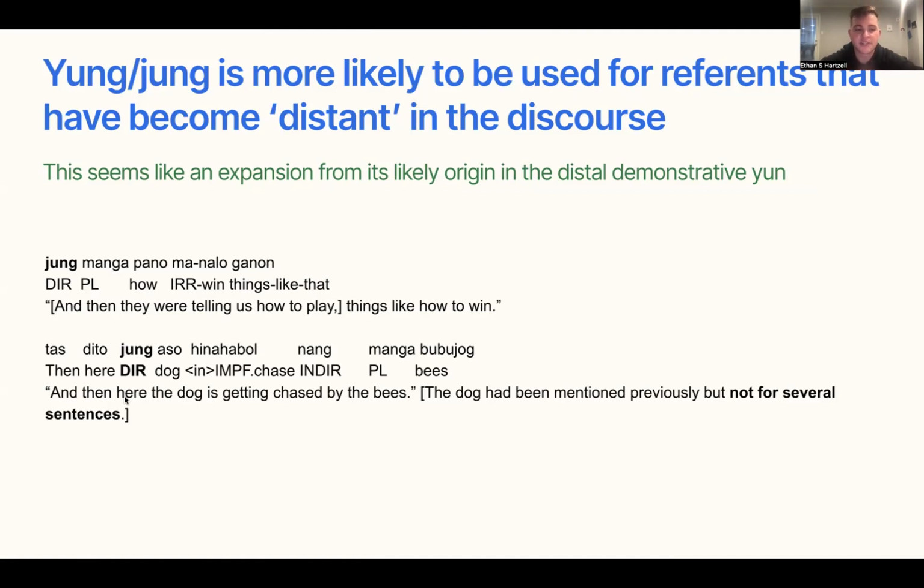And then going back to the frog story, there had been a few sentences describing the kid and what the kid was doing, and the dog hadn't been mentioned for a while. And then when the dog was mentioned again for the first time in a while, it got yung. So, tas dito yung aso, hinahabol ng mga bubuyog. And then here the dog is getting chased by the bees.